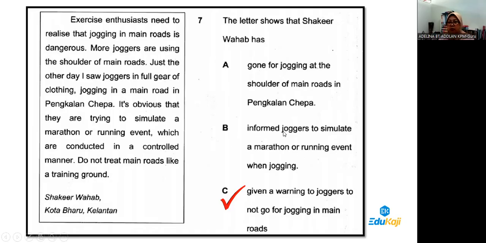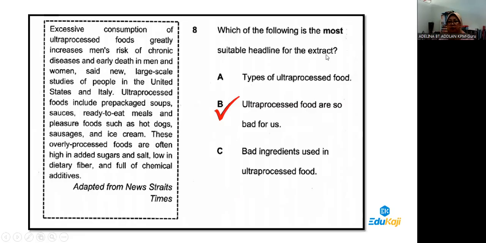Inform joggers to simulate? Is he informing? No, he's not. He's just telling what happens if joggers are not taking care of themselves and what joggers are actually doing. He is telling what he's seeing. And the last one, give a warning to joggers to not go for jogging on main roads. Which one do you think? Therefore, the answer is C. Here, can you look here? Do not treat main roads like the training ground. Right? And the last question for part 1.